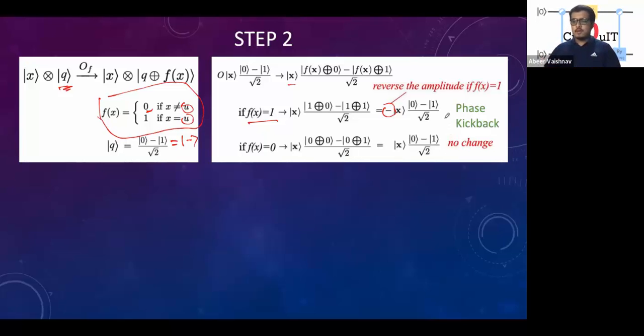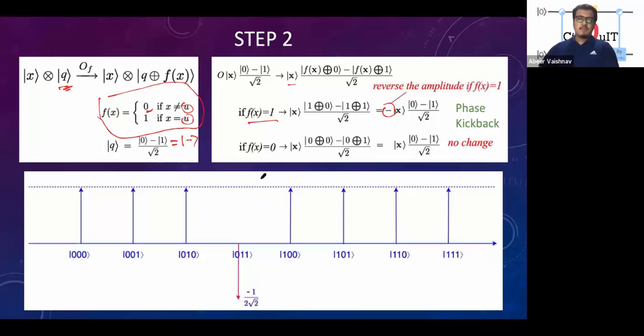The motive of this talk is not to go deep into phase kickback and all the intricacies of Grover's algorithm, so I would encourage you to look it up if you are not comfortable with the basics. And we can visualize this in such a way. We have all the amplitudes, and only the amplitude of the marked state which we want to find, in this case 0, 1, 1, has flipped to minus 1 by 2 root 2 instead of 1 by 2 root 2 in the previous step that we saw.